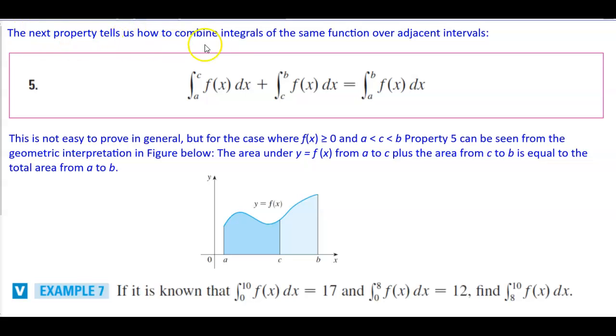The next property tells us how to combine integrals of the same function over adjacent intervals. So, property 5: if we have the integral from a to c of f(x) dx, plus the integral from c to b of f(x) dx, that is going to equal the integral from a to b of f(x) dx. Notice that the upper limit for the first integral is c, and the lower limit for the second integral is c. What we end up getting is an integral that goes from a to b of that function.